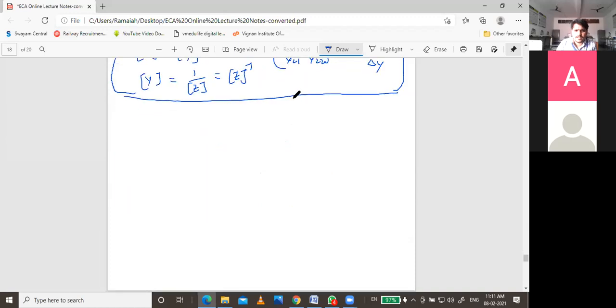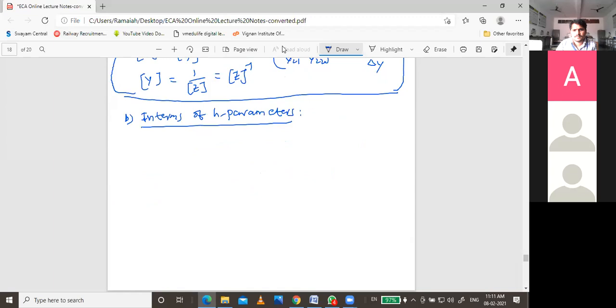Okay? Now, next one is what? I want to represent the Y parameters in terms of H parameters. Now see, first write down the H parameter equations. So V1 equal to H11 I1 plus H12 V2. I2 equal to H21 I1 plus H22 V2.